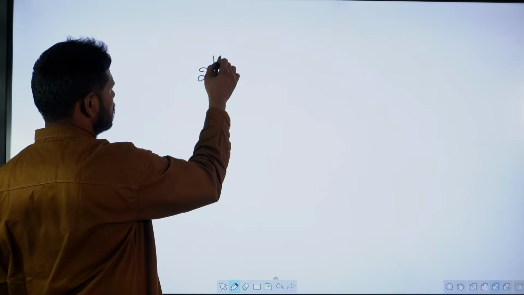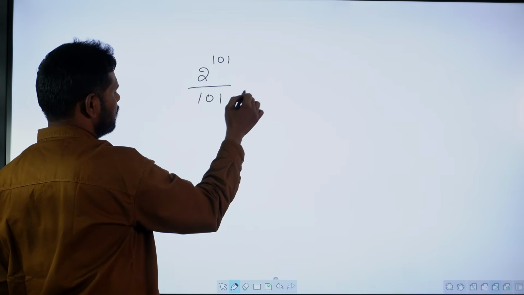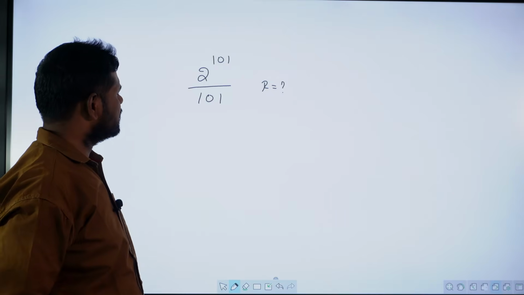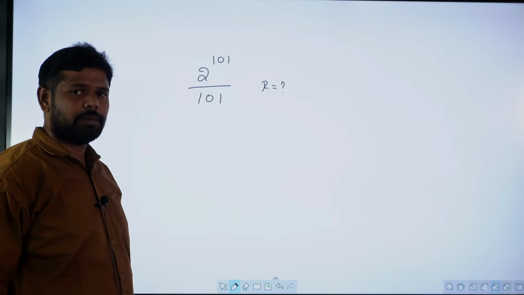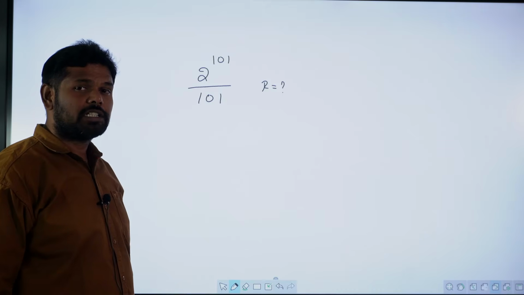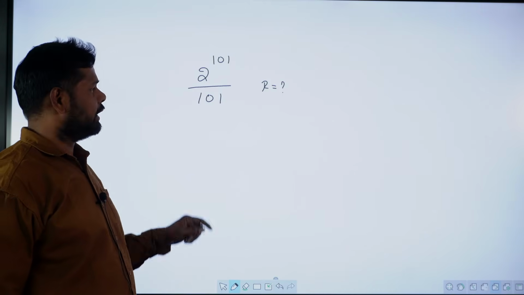Suppose the question is like this: 2 power 101 divided by 101. What is the remainder? Very simple. Alright, 2 power 101 is divided by 101. What is the remainder? Based on the traditional method, you need to analyze the powers of 2 nearest to 101.